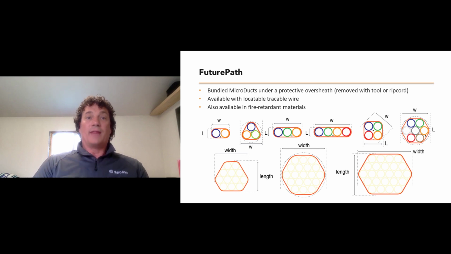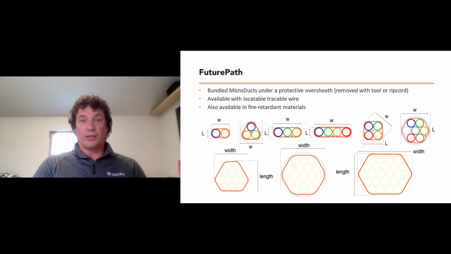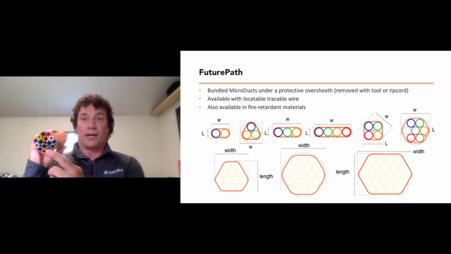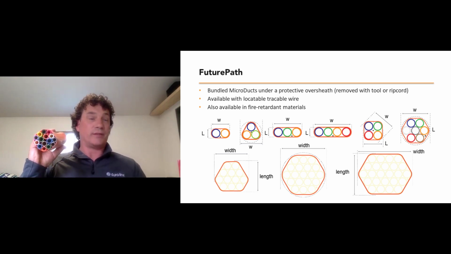There we go. Then you can bundle these MicroDucts together in order to form a FuturePath. This can give you multiple pathways for future need. They can go from single microducts to 24 ducts in various different configurations, including hybrids, where you can mix different sizes under one oversheath. We've got some with the 1410 on the outside, and this one here is 1612 on the inside.